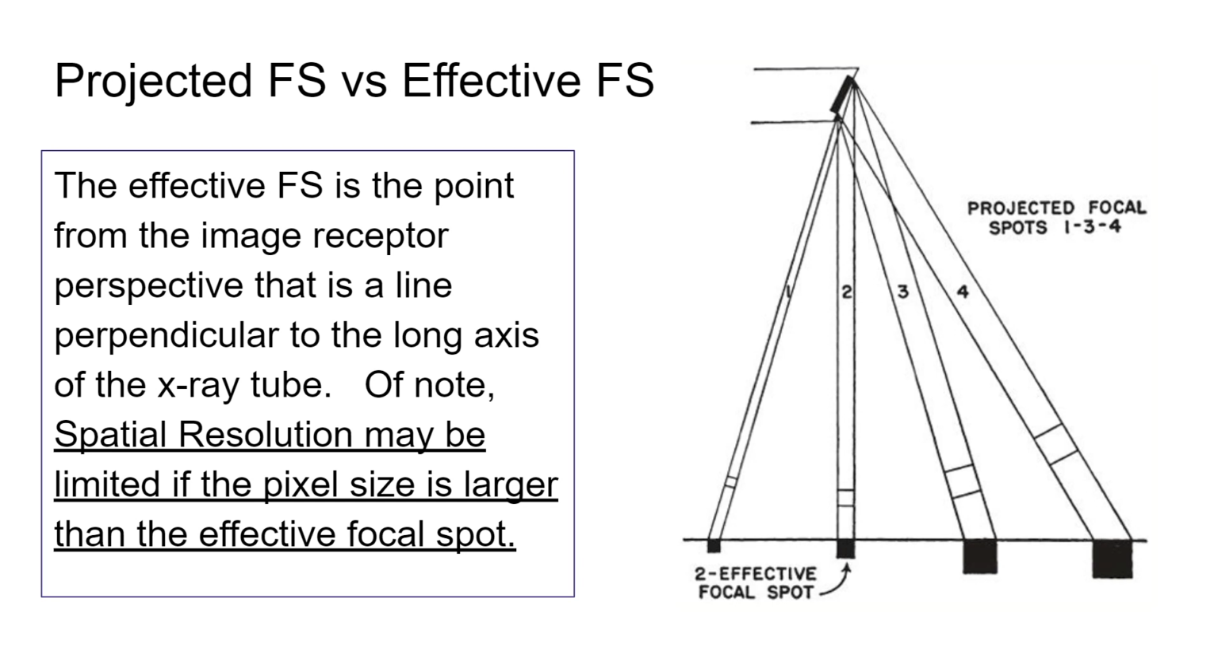Now, if the pixel size, again, is 0.5 millimeter, and you are able to get the effective focal spot, because of the line focus principle, down to, let's say, 0.2 millimeters, it's not going to help anything because your pixel is larger than that. So the pixel size will limit your focal spot, even if you can get your focal spot to be really, really small. It becomes a limiting factor.